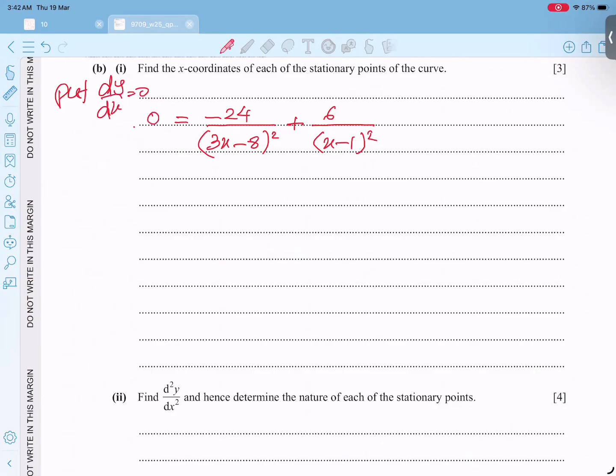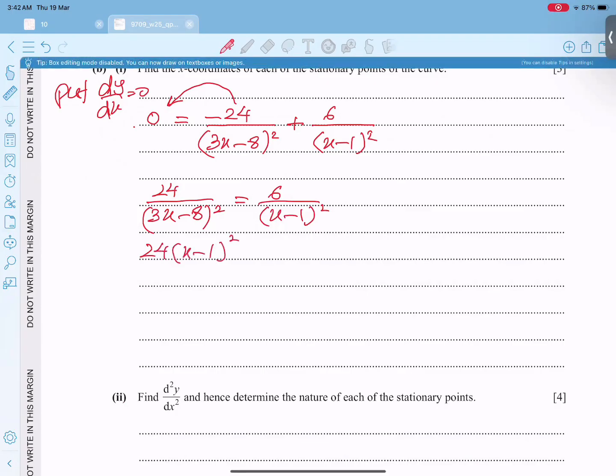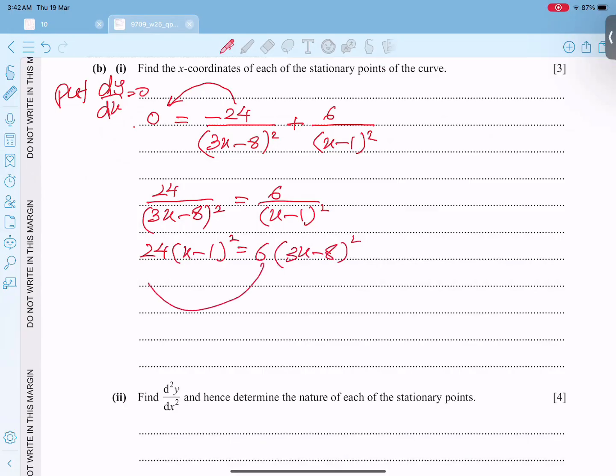I put 0 here. Okay, now what is the way I have to solve for x? So this brings to the left hand side. I can get this kind of form. Is the question done? A little bit tough algebra. It could be cross multiply. So I'm getting here 24 times (2x minus 1) whole squared and 6 times (3x minus 8) whole squared. 6 goes down, I get a 4.